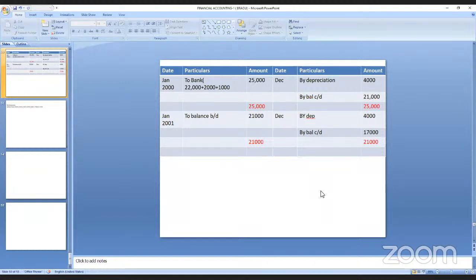Got my point? Did he sell this machine? Tell me fast. Do 2002, 3 and 4, and tell me the balance. Yes, 17,000 is the total for 2002. Good. That is balance brought down. And the depreciation amount is 4,000 only.